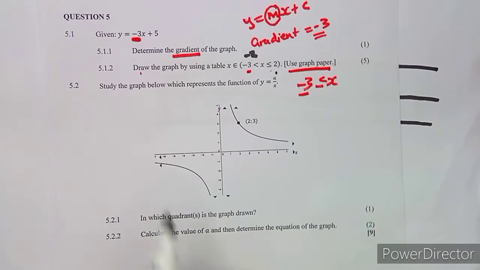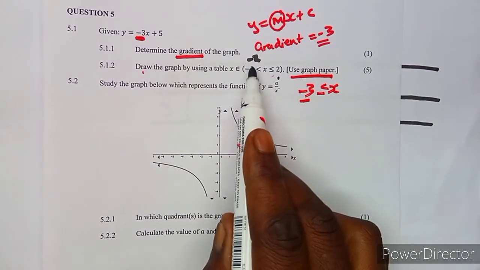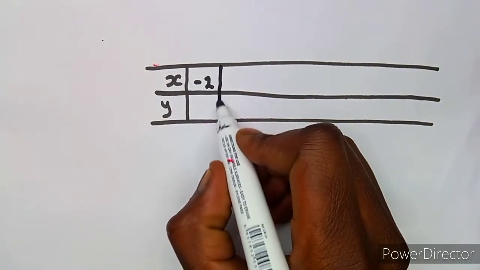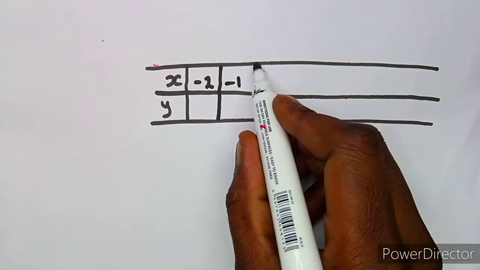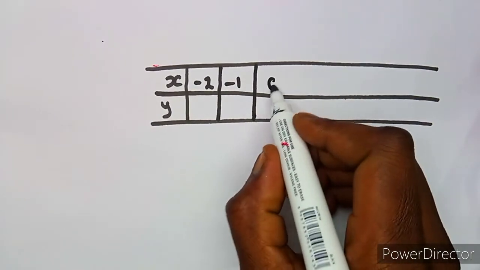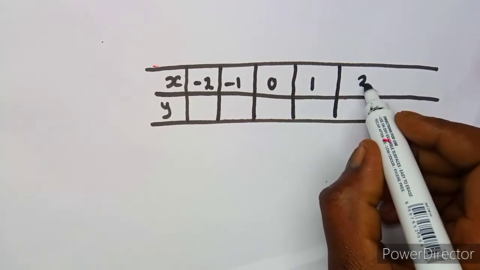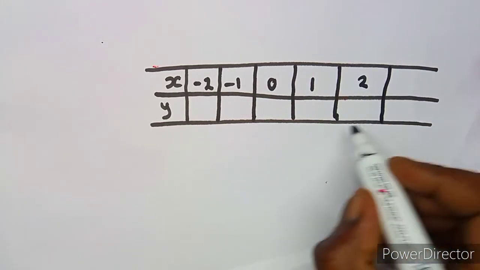We just try and substitute the values from minus 2 up to 2. All right, so let's substitute. We've got minus 2, minus 1, we move on to 0, we move on to 1, we move on to 2. All right, so you find the values now.